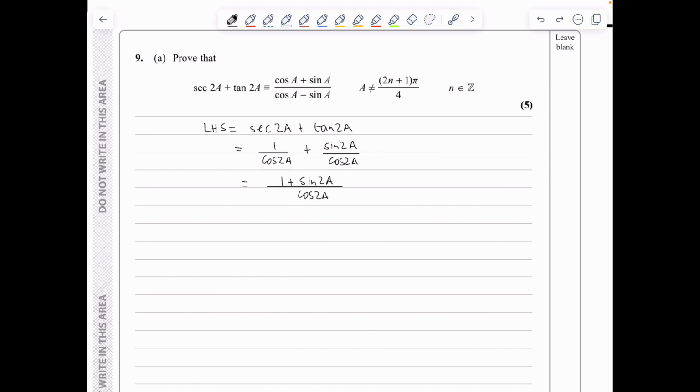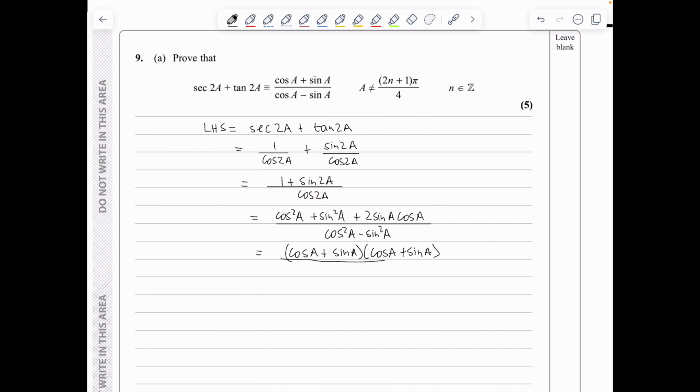Well, I will write the 1 in the numerator as cos squared a plus sin squared a, and then the sin of 2a is simply 2 sin a cos a. Whereas in the denominator, the cos of 2a, I will use the double angle for cos to write this as cos squared a minus sin squared a. And this is done because the numerator is now a perfect square. We're looking at cos of a plus sin of a all raised to the power of 2, or simply cos a plus sin a times cos a plus sin a.